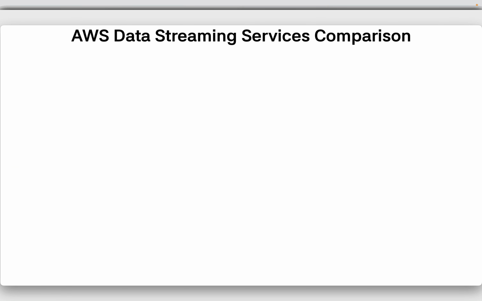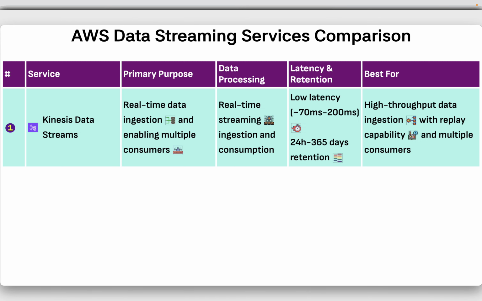Okay, now I will go deeper and just compare the data streaming services so that you have no confusion when you see a streaming related question. First, Kinesis Data Streams. So I already talked about primary purpose, real-time data ingestion and enable multiple consumers. Then under data processing, you have real-time streaming, ingestion and consumption. Latency and retention, low latency 70 milliseconds to 200 milliseconds, and retention is 24 hours, 1 day to 365 days retention. Best for high throughput data ingestion with replay capability and multiple consumers.